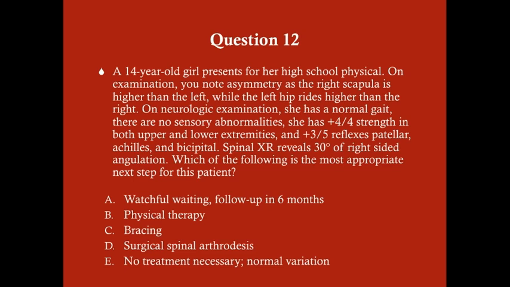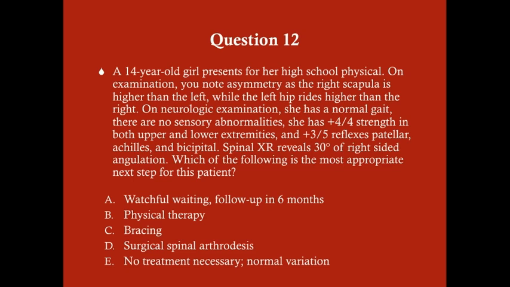Question 12. A 14-year-old girl presents for her high school physical. On examination, you note asymmetry as the right scapula is higher than the left, while the left hip is higher than the right. On neurologic examination, she has a normal gait. There are no sensory abnormalities. She has 4 out of 5 strength in both upper and lower extremities, and 3 out of 5 reflexes, patellar, Achilles, and bicipital. Spinal X-ray reveals 30 degrees of right-sided angulation.